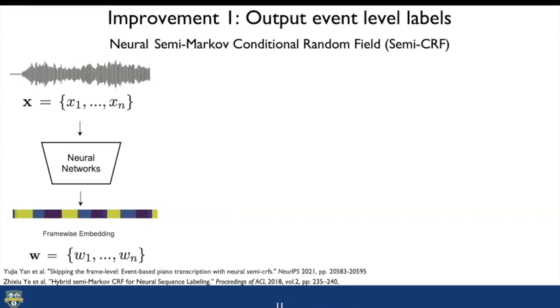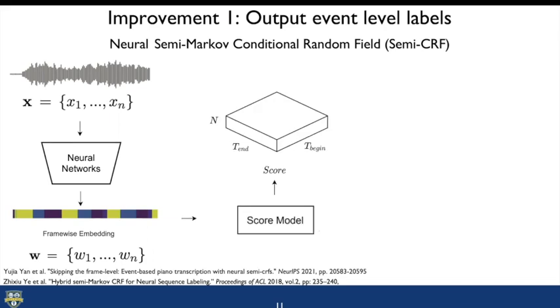We make use of the advantage of the semi-CRF, which directly outputs the event level labels. We turn this semi-CRF into a neural version, into a layer in the neural network. To be specific, the frame-wise embedding W is fed into the score model that can compute a score for the segmentation of a sequence. Suppose we have an event segmentation S_i, which begins at time index B_i and ends at time index E_i with event label L_i.